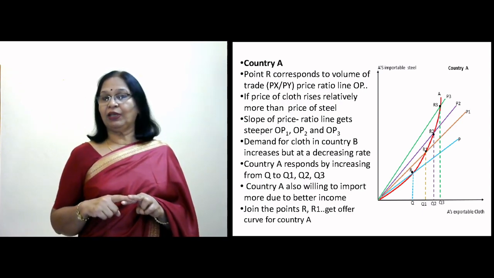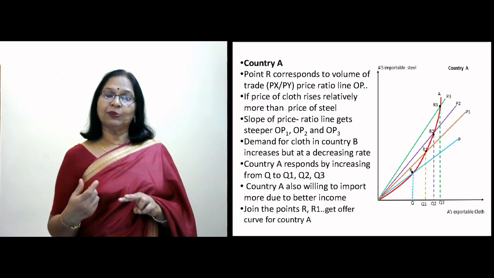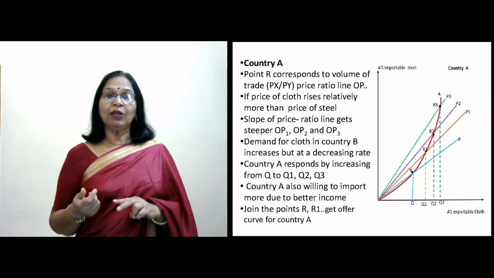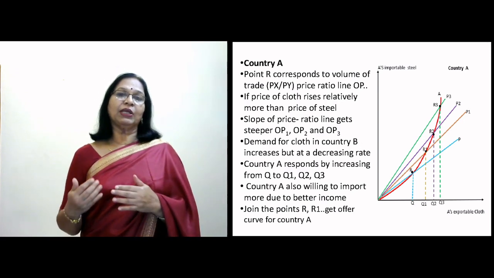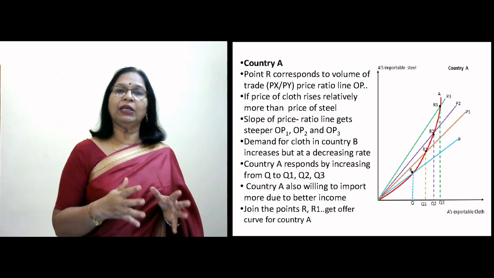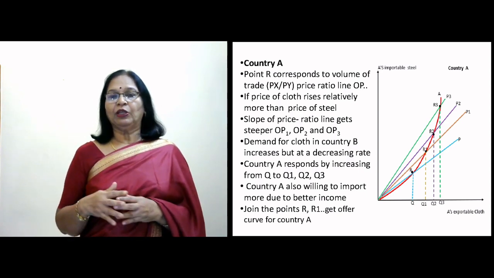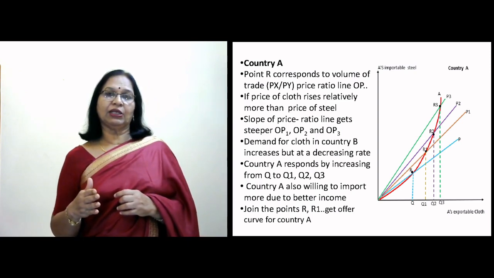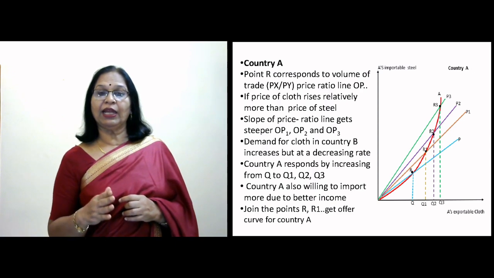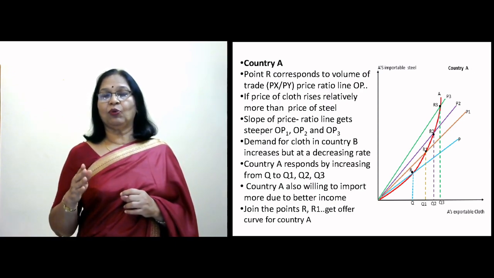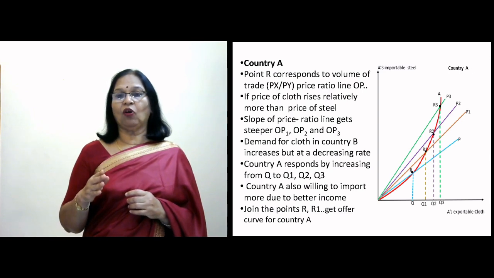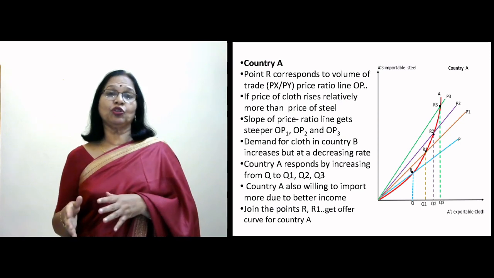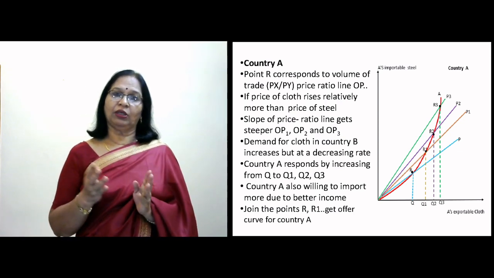Country A will have an incentive to sell more, or export more, because it gets better prices, whereas country B will be looking at reducing its imports, though it needs cloth for its own economy. So, what we can see here is that at point R2, the quantity that country A is willing to sell is OQ1, and the quantity of steel that country B will offer is R1Q1.